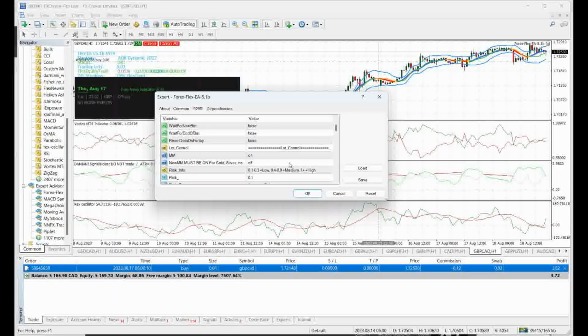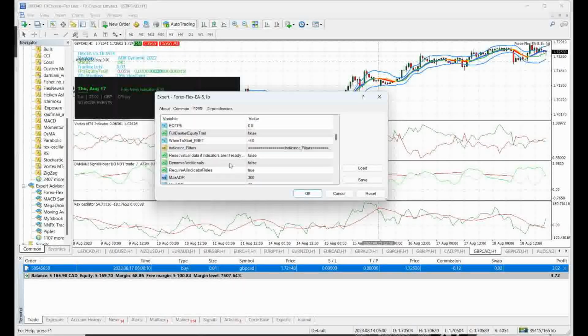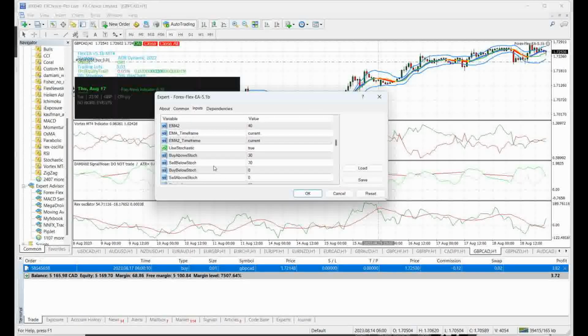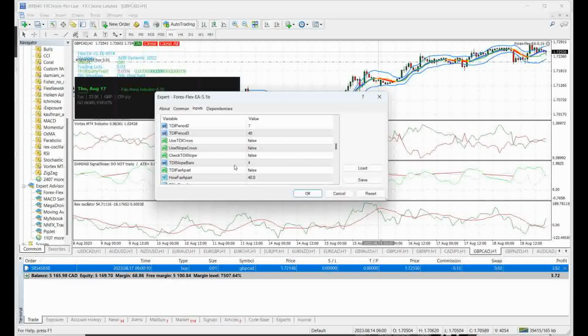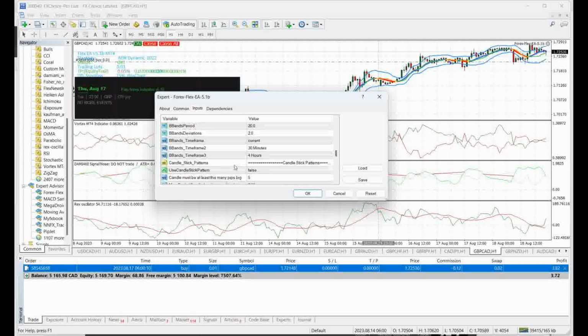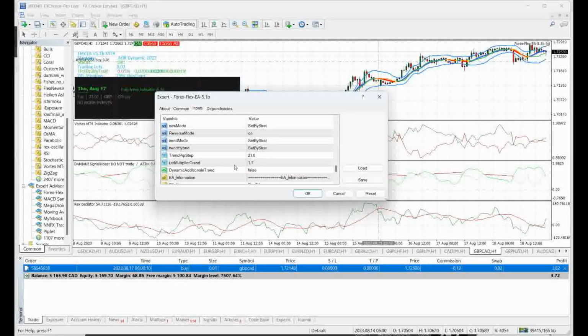Right here, you have your risk management, you have your trailing stop loss, your take profit level. You have some different indicators. It uses stochastics and TDIs and RSI and candles and Bollinger Bands. I think they also added MACD as well. You can choose what time you want to trade, and whether to trade with the trend or reverse.